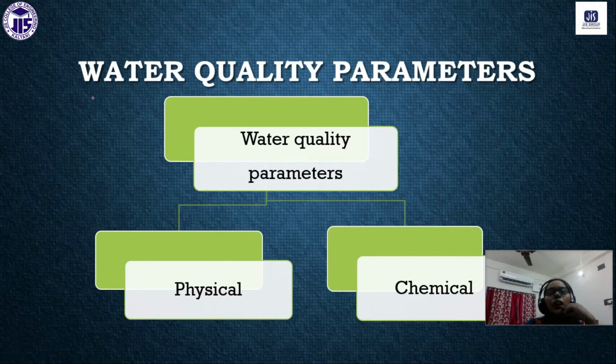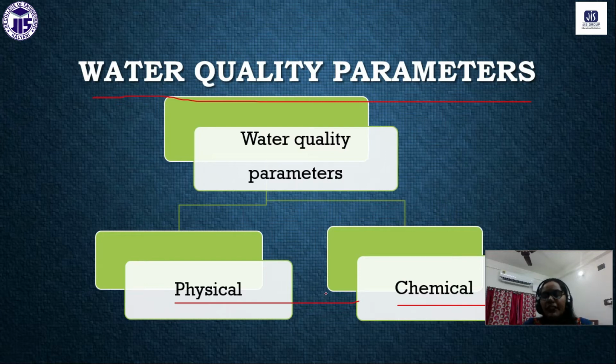Actually, whatever I am telling you, BOD is one type of water quality parameter. Generally, you know that water quality parameters are of two types. One is physical parameters and the second is chemical parameters. You already know these things because I have discussed physical and chemical parameters many times.